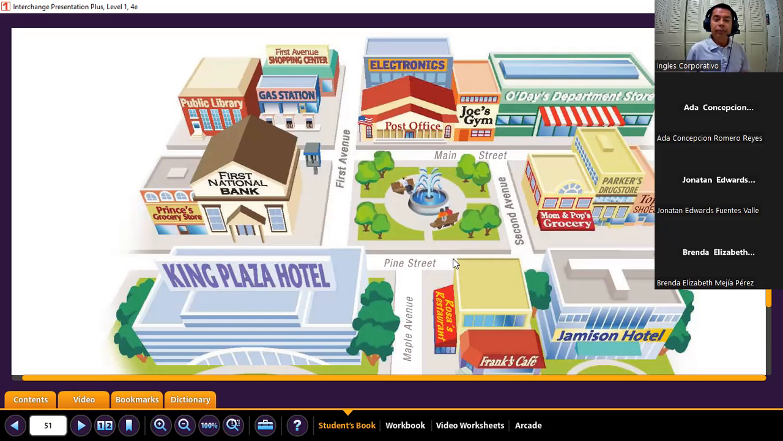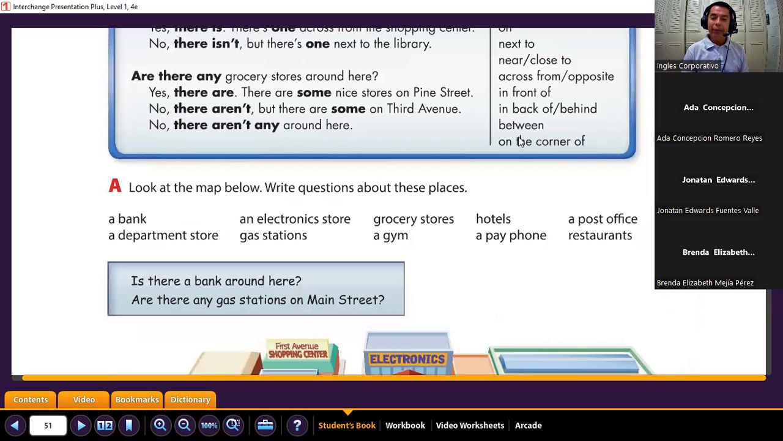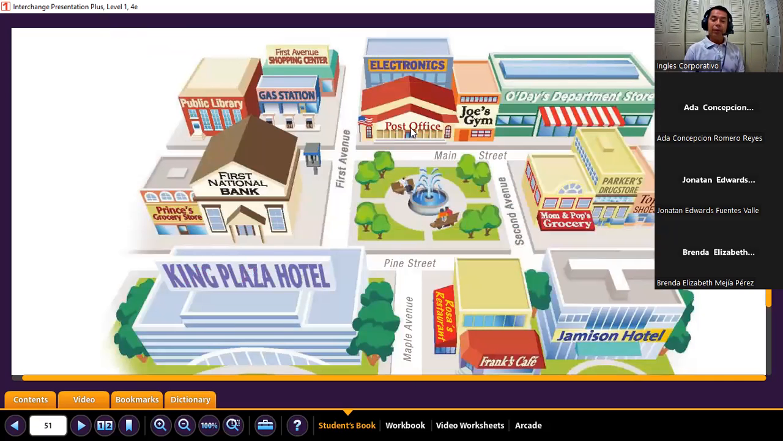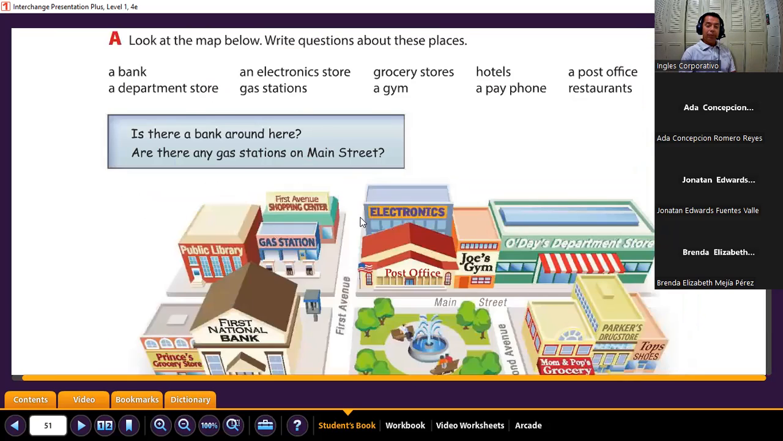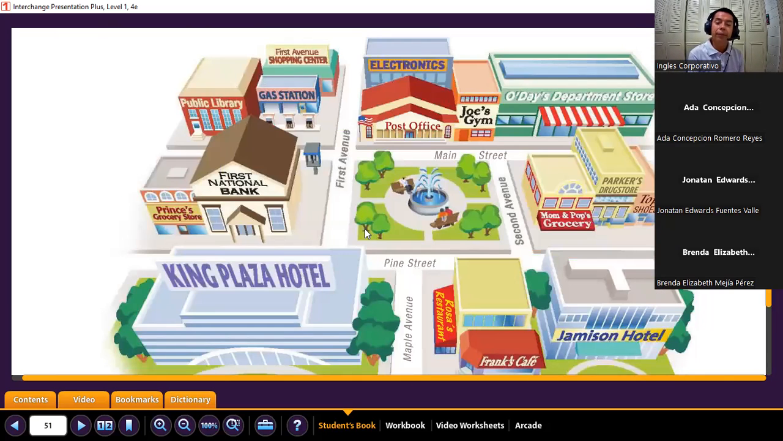Ajá. Bueno, creo que está atrás de, ¿verdad? Oh, sí, atrás. Entonces podemos usar este, mire: in back o behind, right? In back. Okay. Yes, there is one behind the post office. Excelentoso. I like it, right? Ya lo entendimos. Okay. Very good. Now, Brenda.